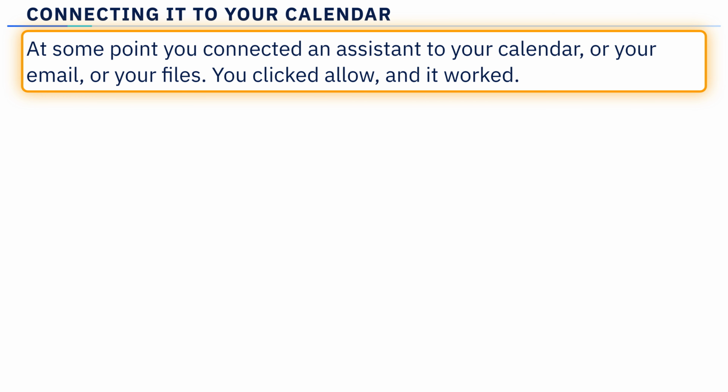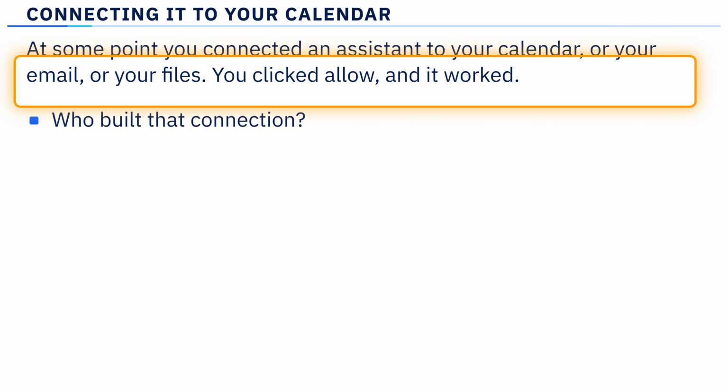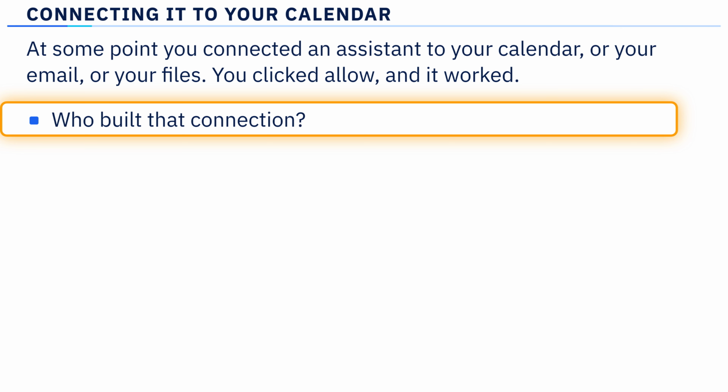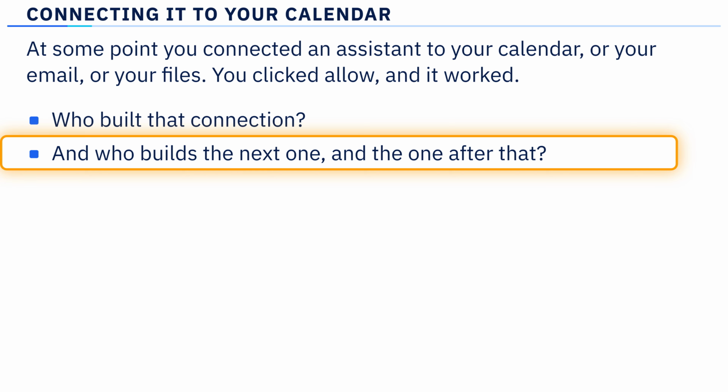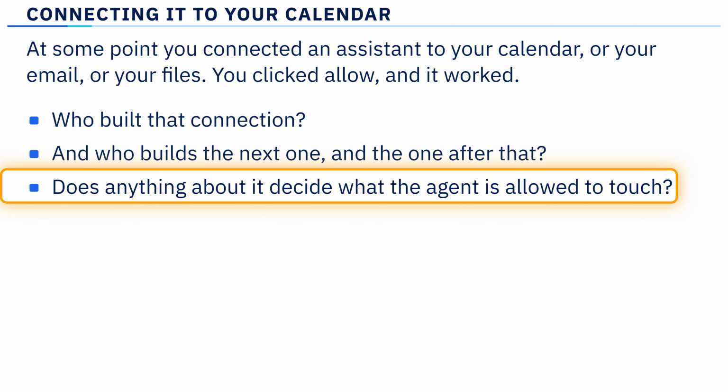At some point you connected an assistant to your calendar or your email or your files. You clicked allow and it worked. It felt like plugging something in. Somebody built that connection though, so who? And more to the point, who builds the next one and the one after that? Hold on to this third one, because the answer surprises people. Does any of this decide what the agent is allowed to touch?